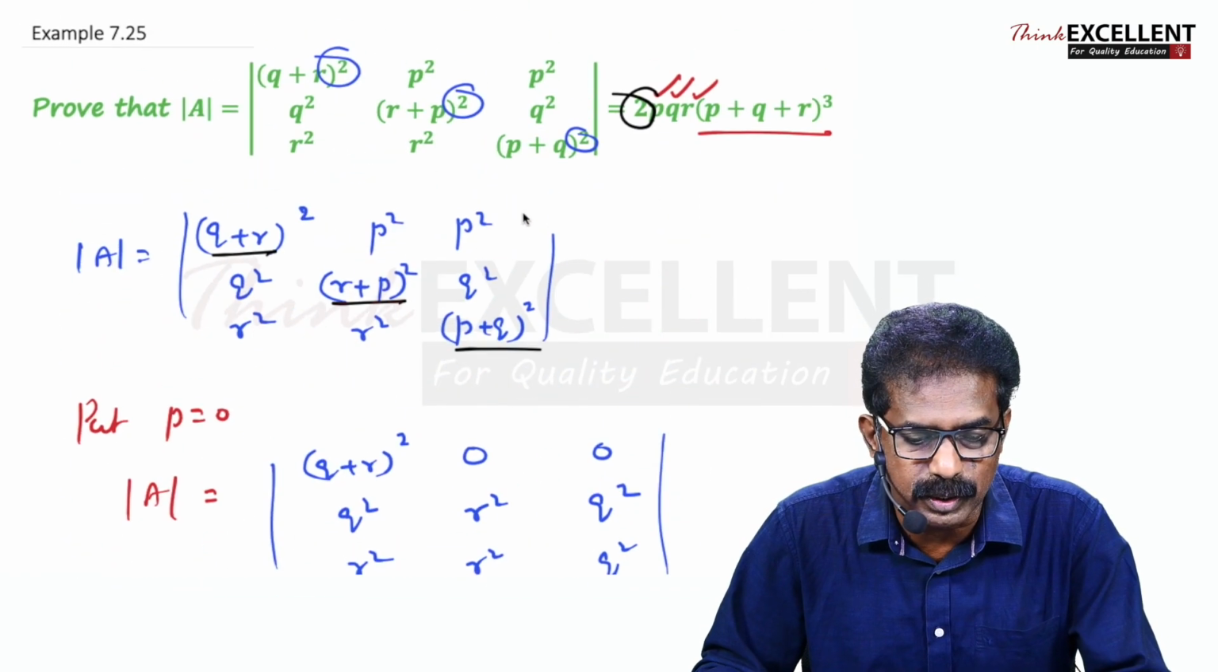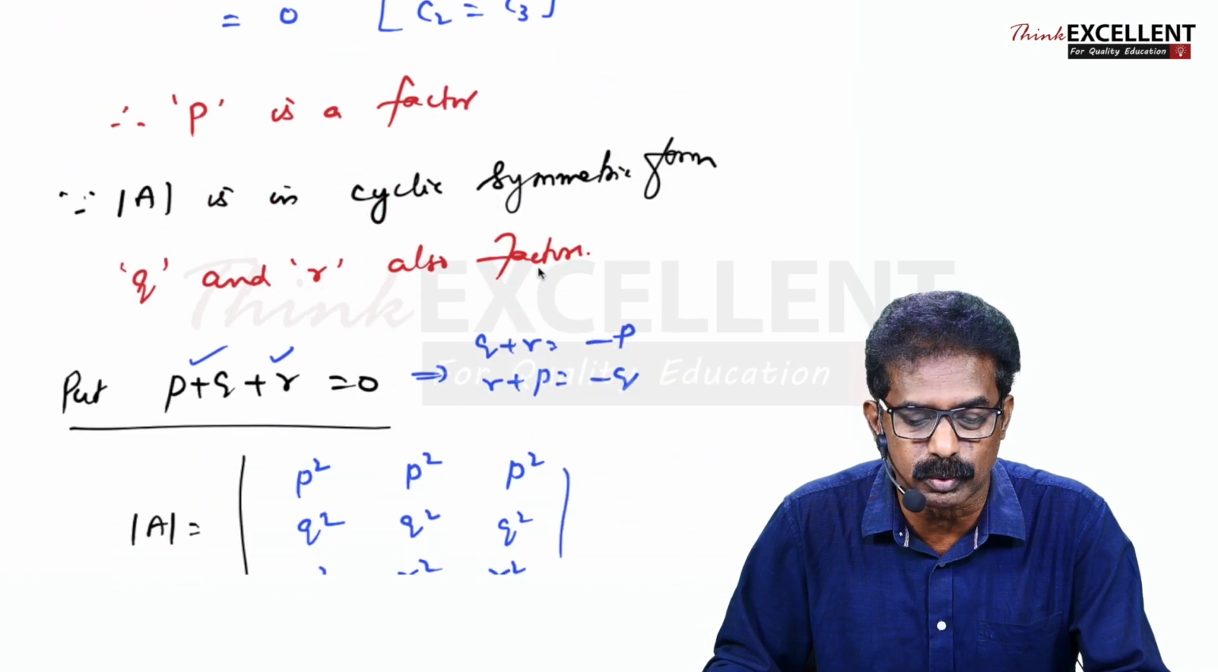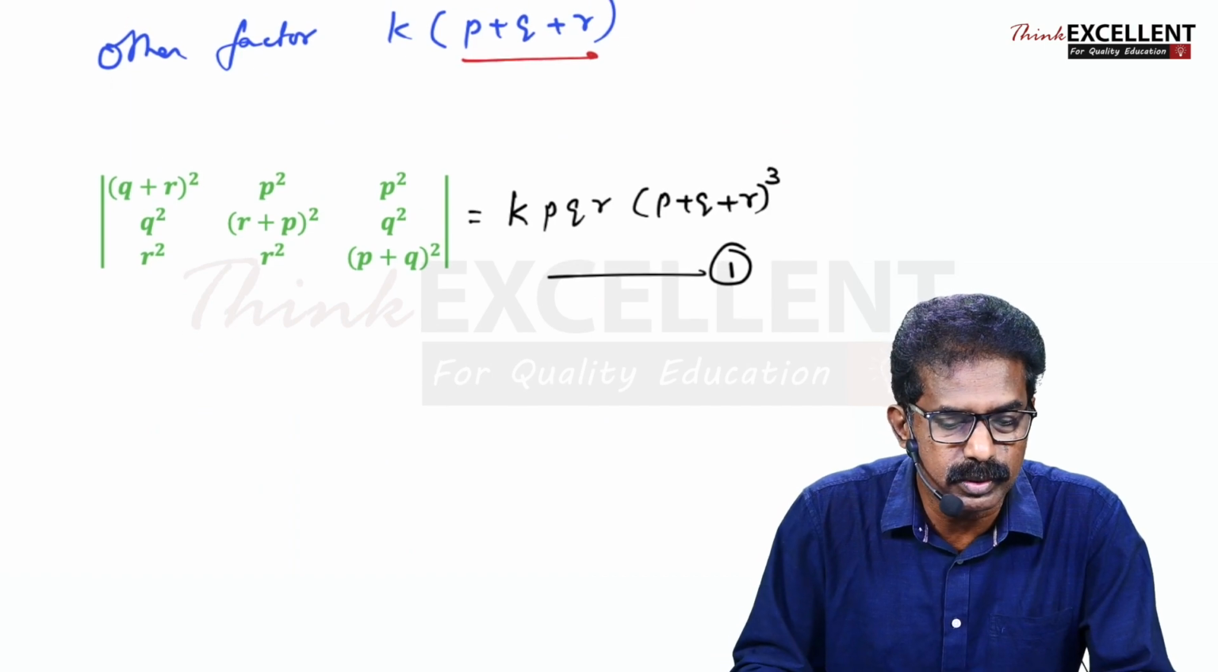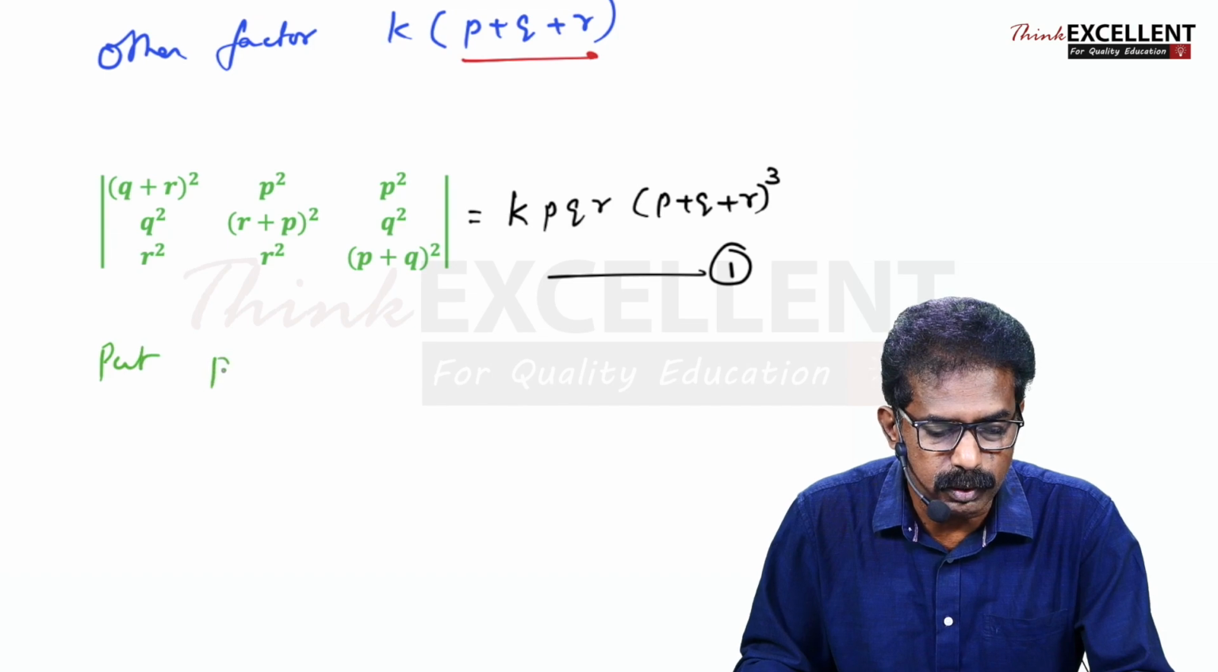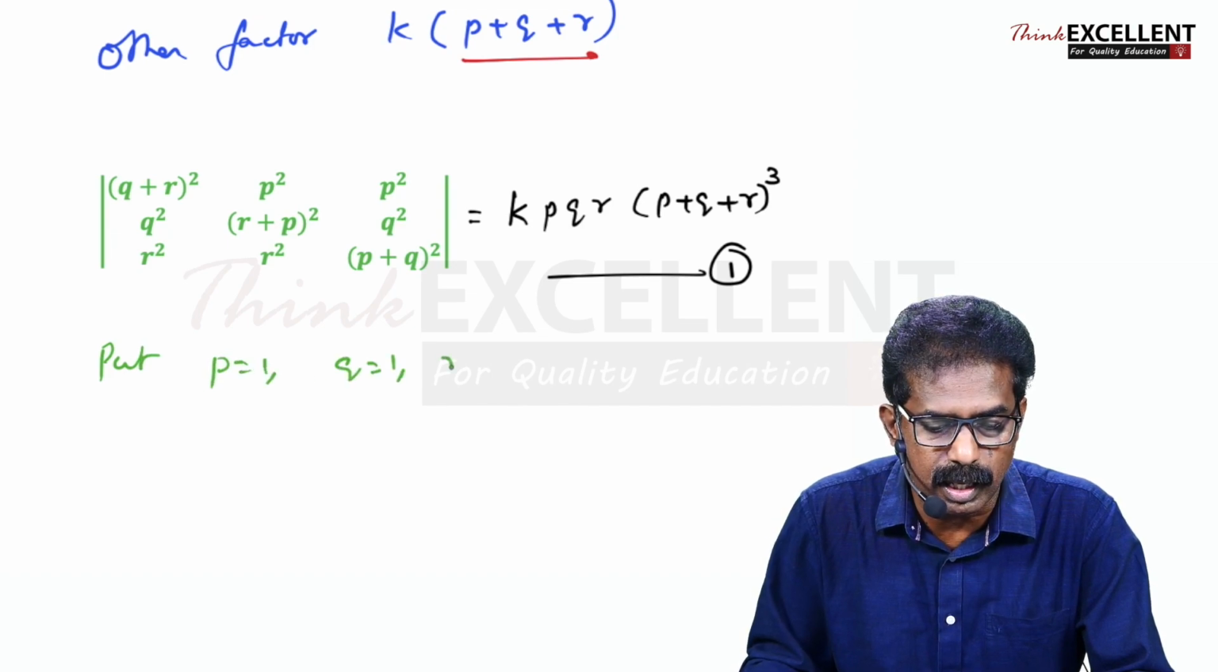So this is your answer, and now only one unknown. The unknown is k, and you have to prove it is equal to 2. Now let us see. For that, give suitable values. You can't put 0 here, right? 1 you can give. So put P equal to 1, Q equal to 1, R also 1.